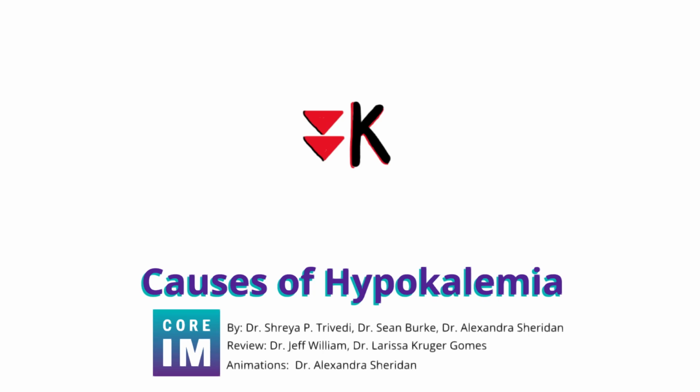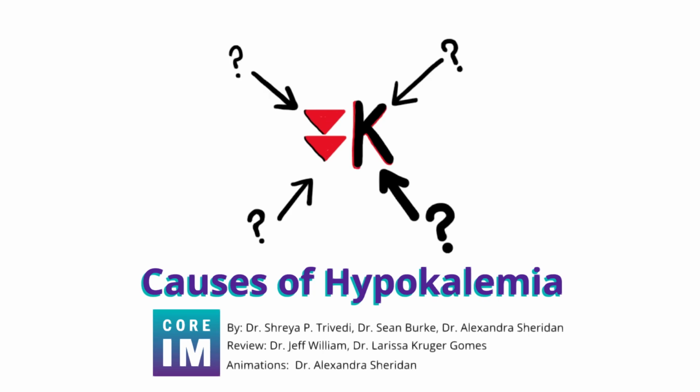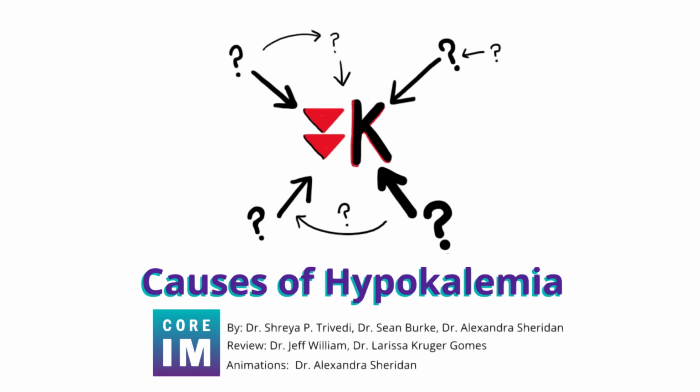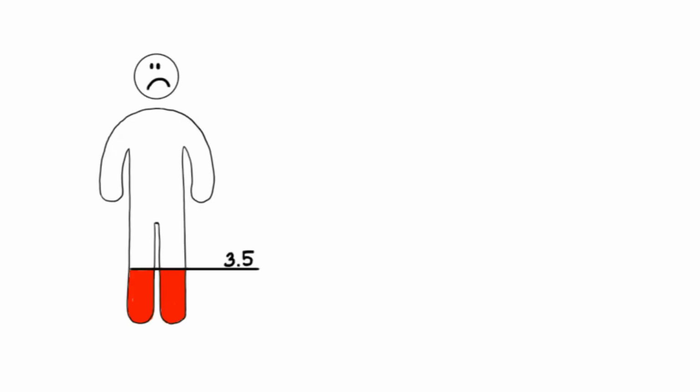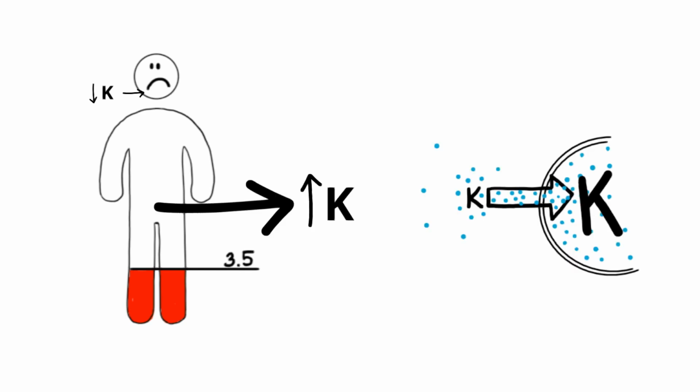Do you have a systematic approach for the causes of hypokalemia? It's important to step back and ask, why is that potassium low? Remember, don't just replete, treat. So let's start with the big idea, which is that when a patient is hypokalemic, that means there's either too little potassium going in, too much going out, or potassium hiding inside of cells.